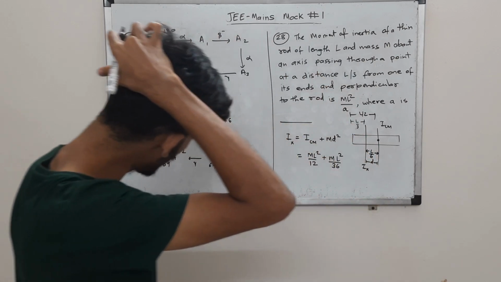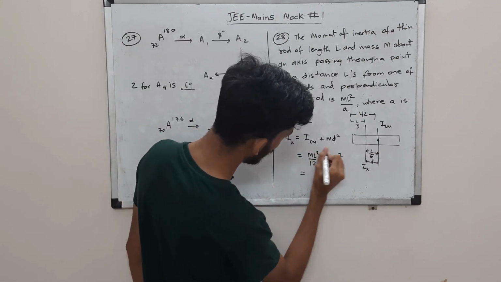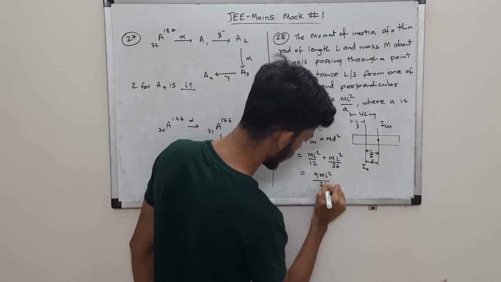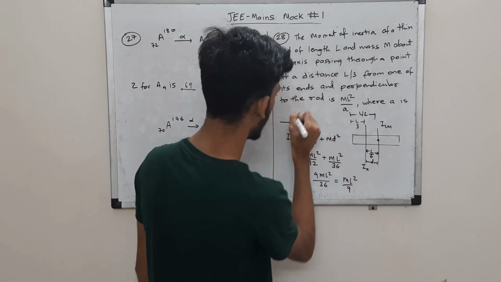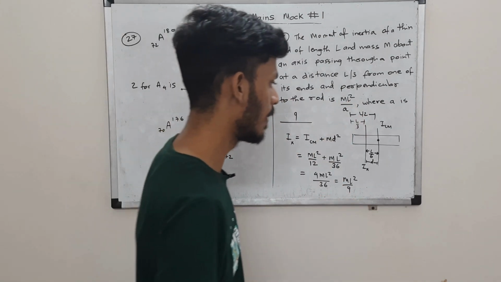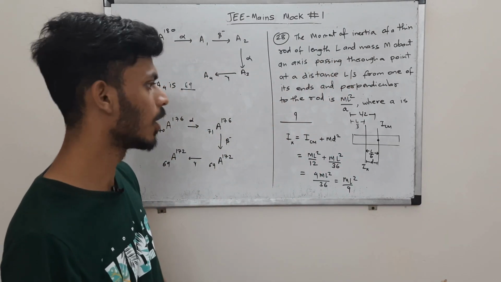So ml square by 36, we can multiply the other term by 3. So 3 ml square plus 1 ml square, that is 4 ml square by 36. Basically solving it, ml square by 9. I think that's correct. So 9 is the correct choice over here. The value of A is 9, so 9 is the integer that we were looking for.